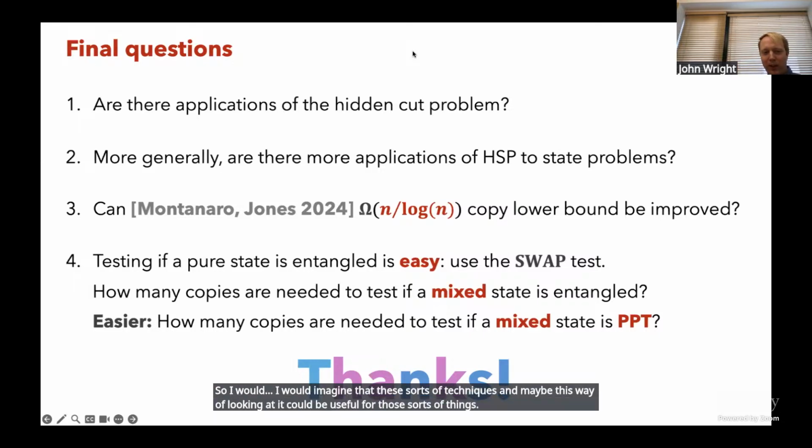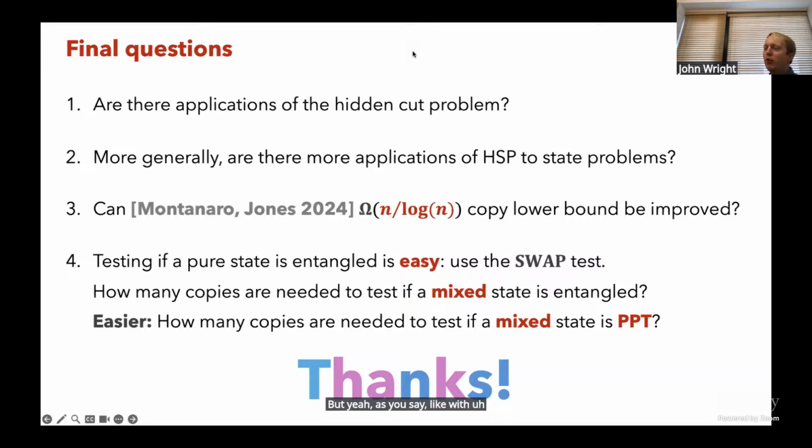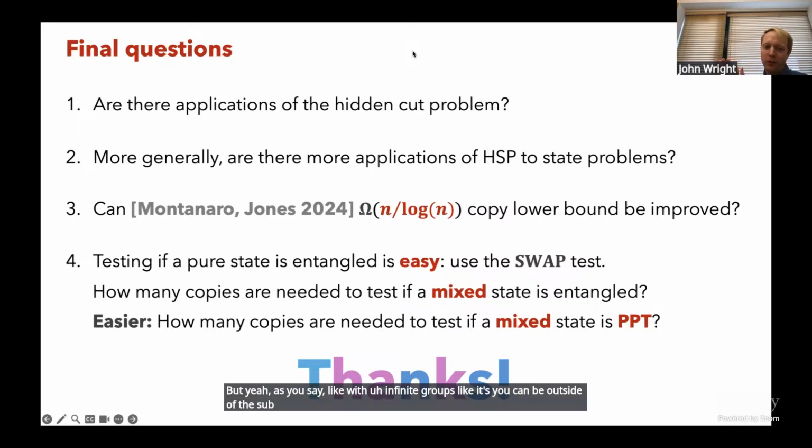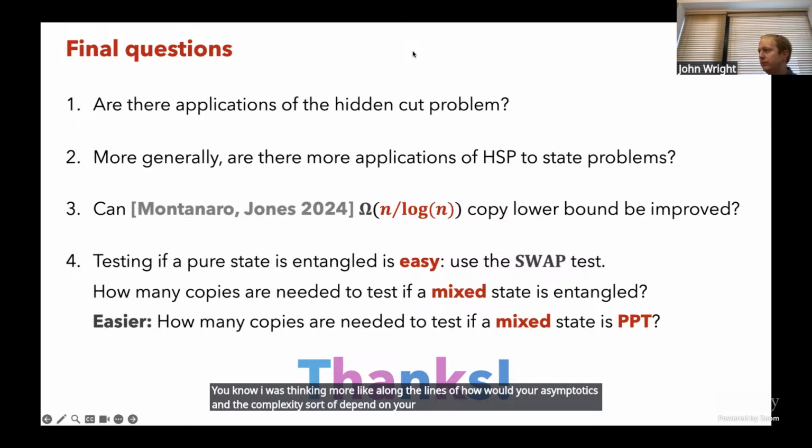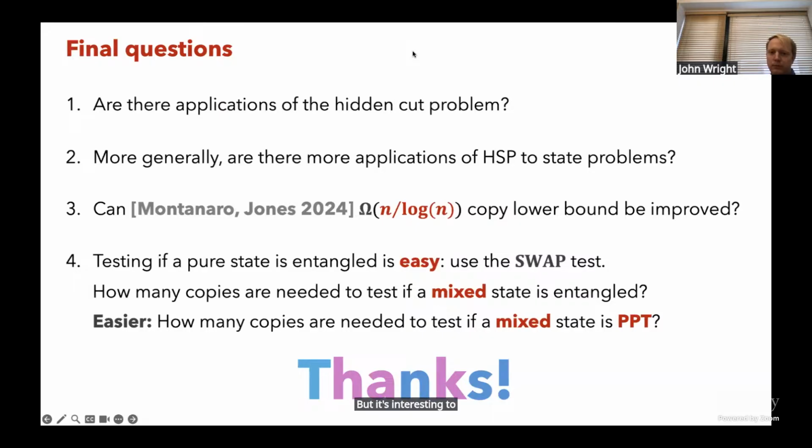But as you say, with infinite groups, you can be outside of the subgroup but also be very close to the subgroup. So you'd have to make sure the definition accounts for that, I guess. Yeah, I was thinking more along the lines of how your asymptotics and the complexity would depend on your parameter epsilon. If the epsilon didn't exist, you might start to see more interesting complexity estimates. But the question's interesting anyway. Thanks. Okay. Thanks.